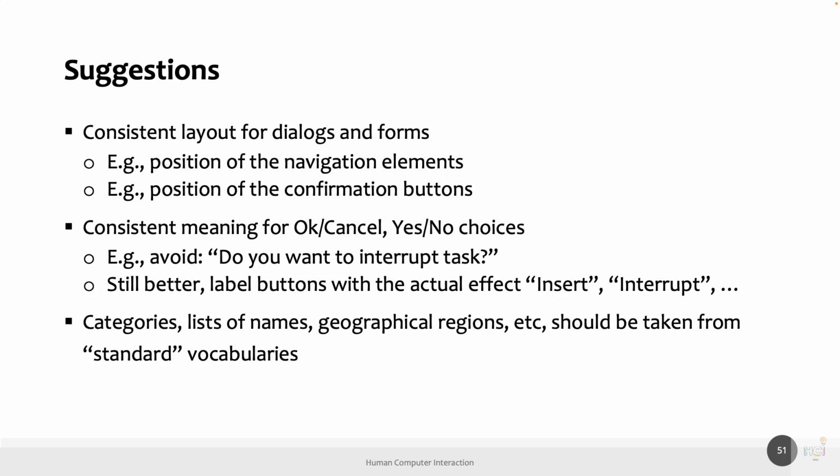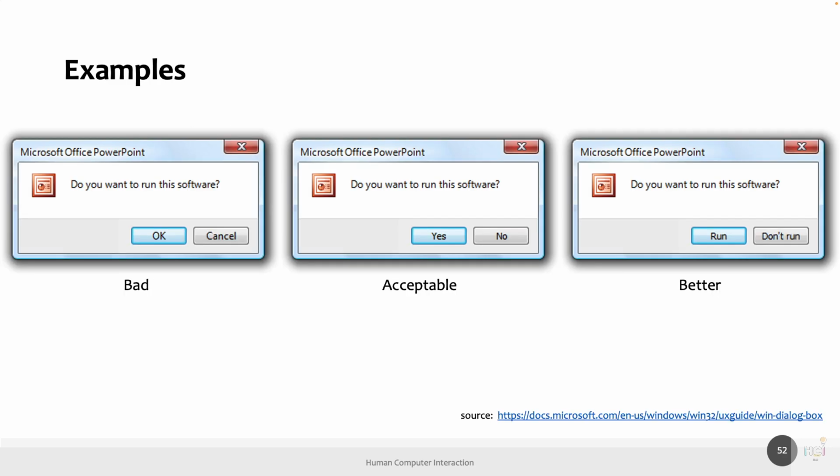And you should also try to have a consistent meaning for the questions that you are using in, for example, pop-up messages that you display to the user. So, for example, let's see this example that is taken again from PowerPoint. In the first dialogue there, the question is always, do you want to run this software? And the options are OK, cancel. Do you naturally answer cancel to this question? Do you want to run this software? Cancel. Probably no, okay?